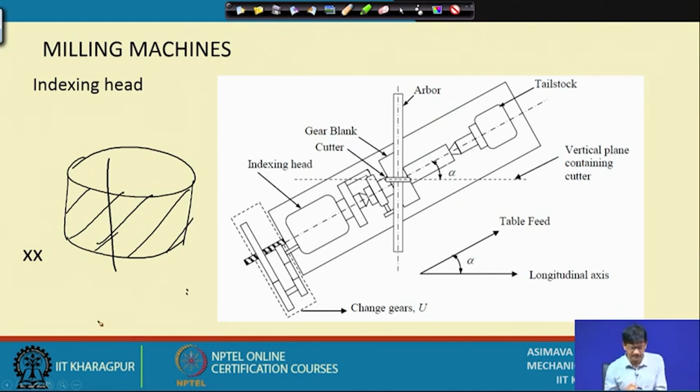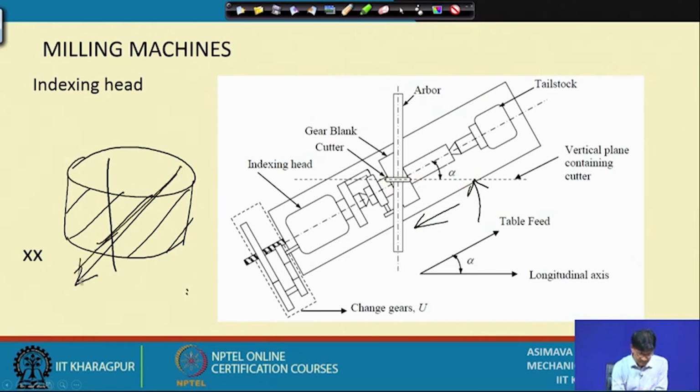What is basically the setup? The setup is like this. As we can see, obviously, one particular feature is that the table is rotated. Why is the table rotated? Because we need to pass the cutter this way. So, the cutter has to orient itself at a particular angle to the gear blank. This is the gear blank. The cutter will be moving this way, but however, sorry, I made a mistake, the table will be moving this way.